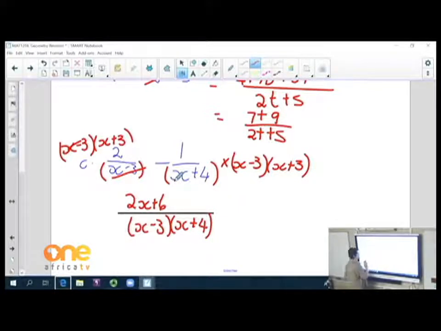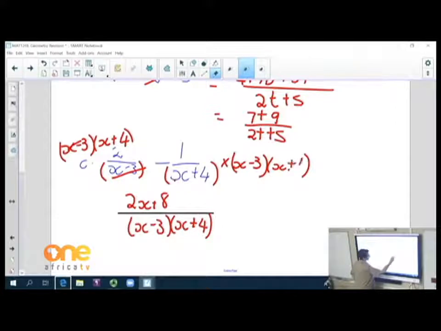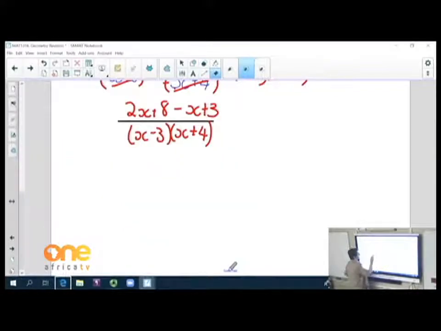X plus 4. So here's a problem now here. The LCM is there plus 4. So this will be 2x plus 8. And this one is also then plus 4 there. This will cancel. Remember the negative is now for the whole one there. So it's negative x plus 3. Negative times a negative is a positive. And then we can say that this is x plus 11 over, and your LCM remains x minus 3, x plus 4.